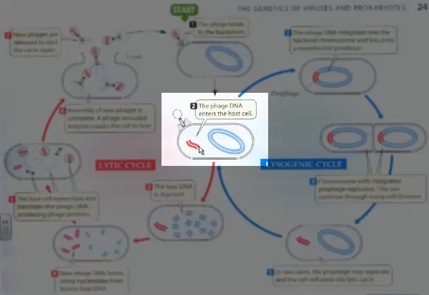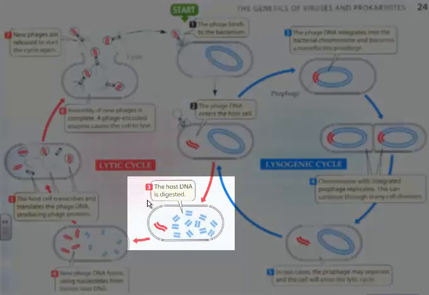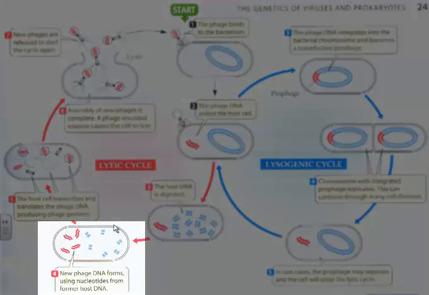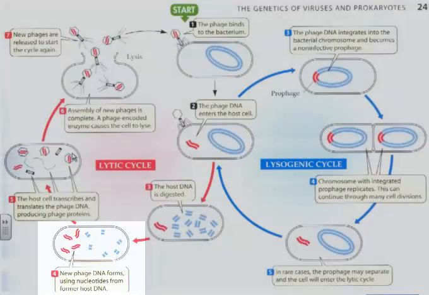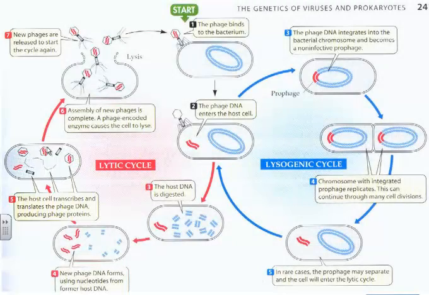And this is the DNA, the viral DNA. And here's the host cell DNA. What happens, though, is the host cell DNA here in step 3 is digested and broken down. The new phage DNA forms nucleotides from the former host DNA and begins assembling a brand new set of viruses. They just keep building and building using the cell's own assembly line.